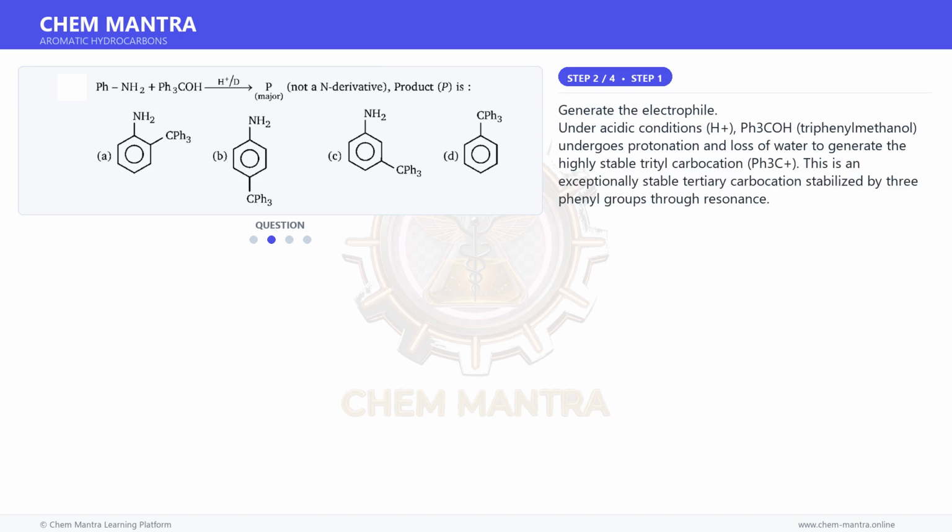Moving on to the next step. Generate the electrophile. Under acidic conditions, H+, Ph3COH, triphenylmethanol undergoes protonation and loss of water to generate the highly stable trityl carbocation, Ph3C+. This is an exceptionally stable tertiary carbocation stabilized by 3 phenyl groups through resonance.